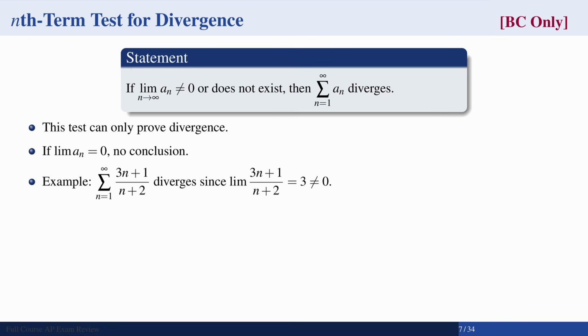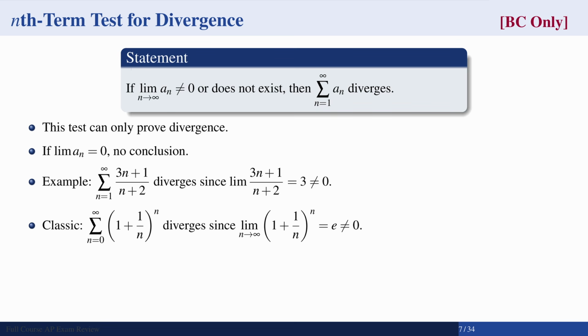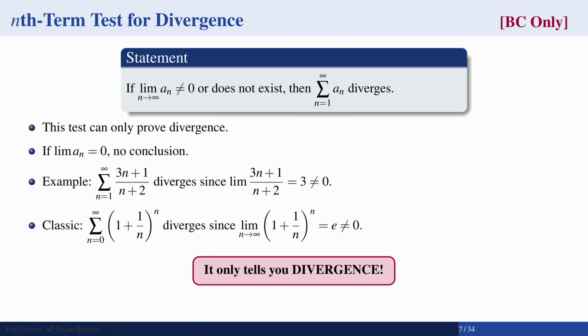For example, to show that something diverges, we would have the sum from 1 to infinity of 3n plus 1 over n plus 2. That definitely diverges because the limit of the nth term is 3, which is not 0. I just want to throw in a classic example here of the sum of the quantity 1 plus 1 over n, to the n. That's going to diverge because the limit of that nth term is actually e. It is not equal to 0. The main takeaway here is that this can only tell you if something diverges. It cannot tell you if something converges.